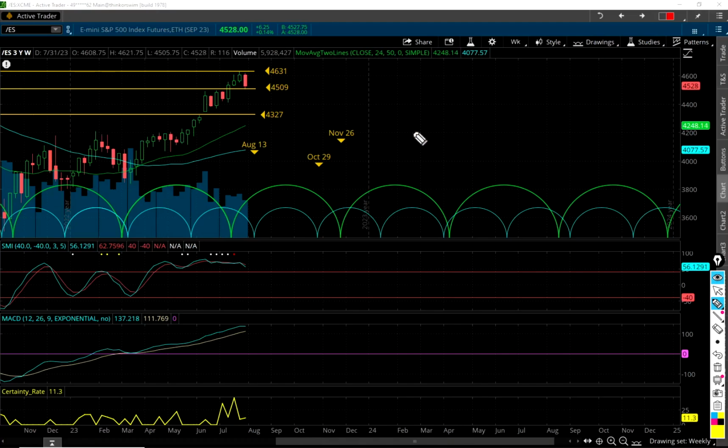Welcome everybody. Let's take a look at the stock market. These are the S&P 500 futures. We're going to look at the weekly, the daily, and the trade of the day.